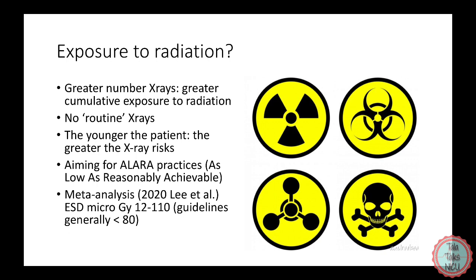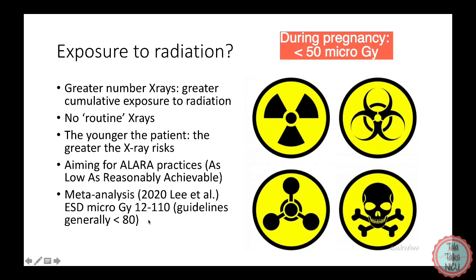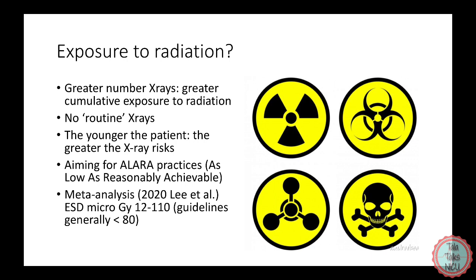A gray is a unit of radiation. It represents an absorbed dose of radiation, and 1 gray is about 100 rads. So generally, the guideline in the NICU, which is really very gray, pun intended, is less than 80 micrograys. The general guideline for pregnancy is that a radiation dose below 50 micrograys is considered safe and doesn't cause any harm.